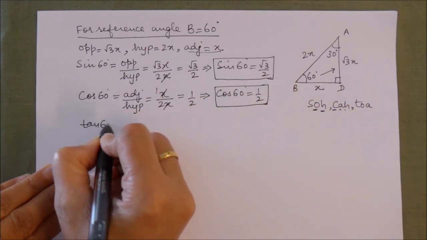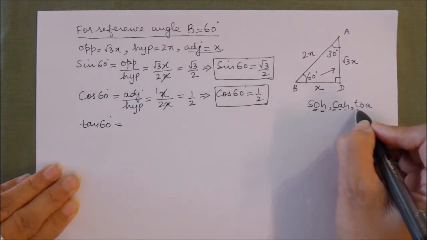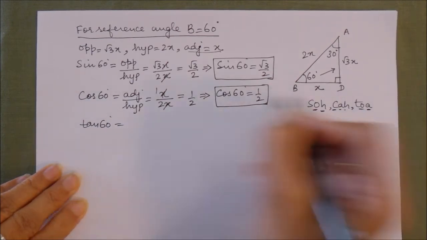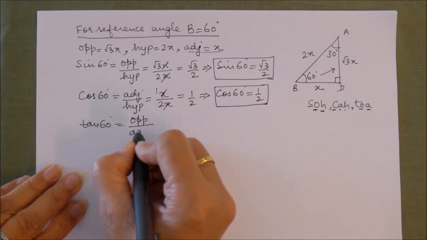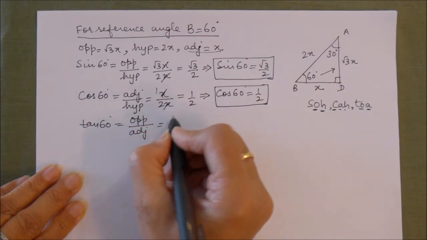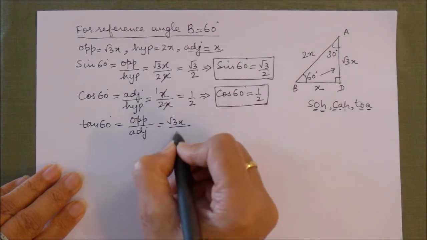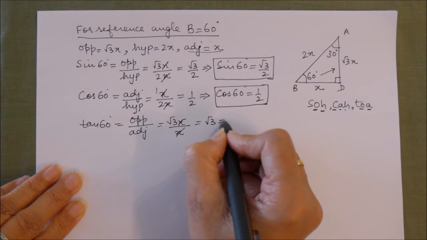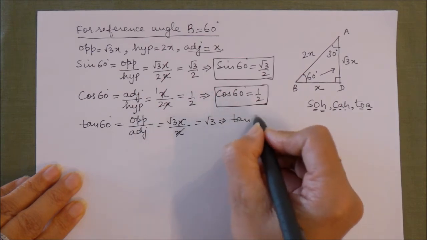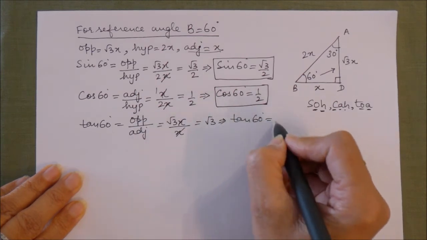Tangent 60 degree. Tangent is opposite upon adjacent. So tangent 60 degree is opposite upon adjacent. So opposite is root 3x and adjacent x. So x gets cancelled. So it is root 3. That means tangent 60 degree is equals to root 3.